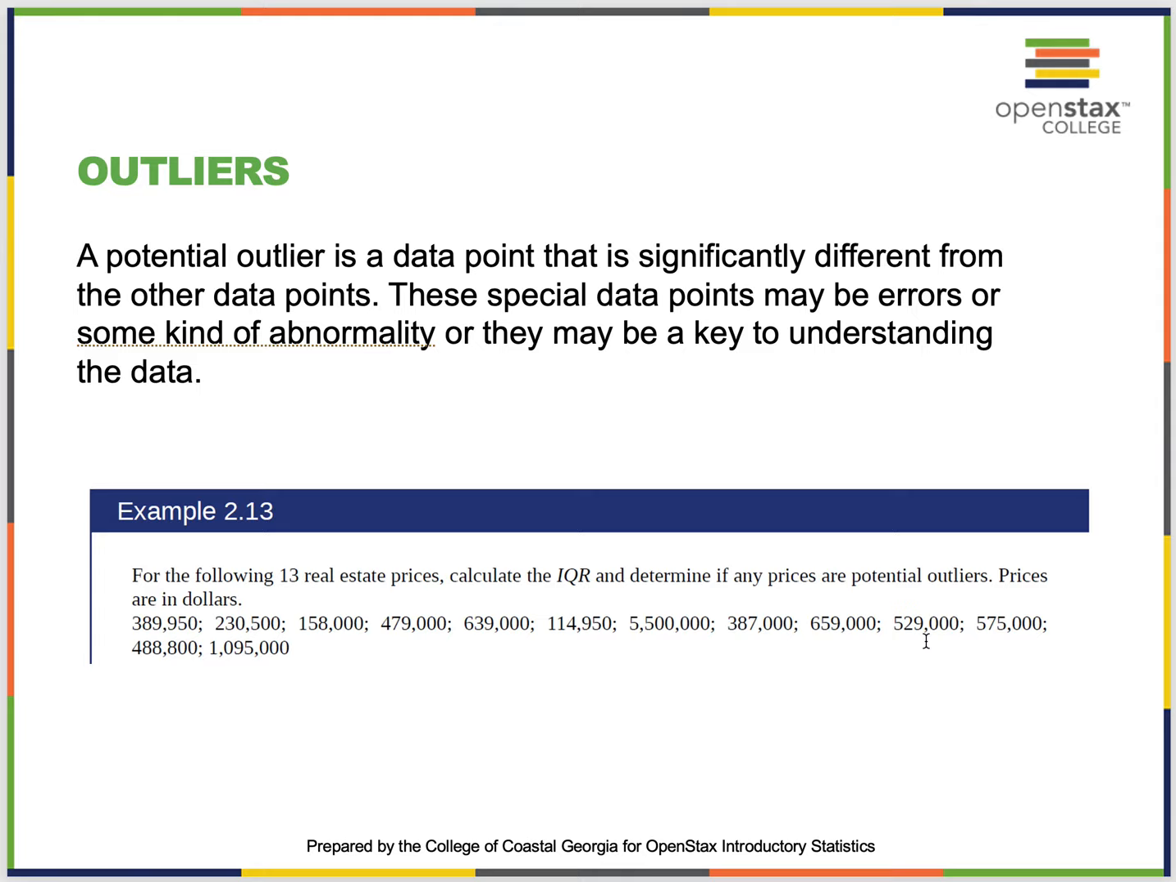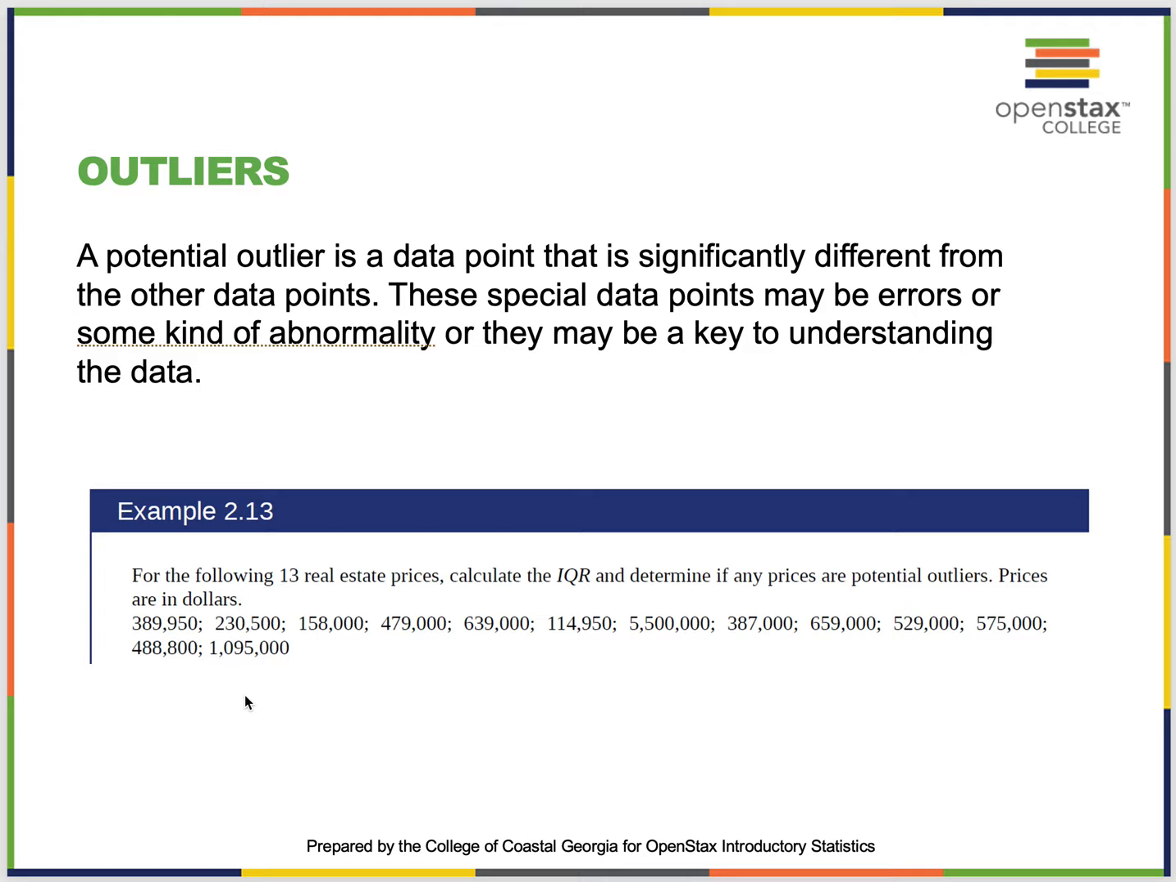potential outliers. There's the price. Well, obviously, if you look at it, here's one that's probably going to be it, this $1 million price here. Everything else has a range of, say, 390,000 to 490,000. But here we have something that's slightly above $1 million. That's probably going to be a potential outlier.